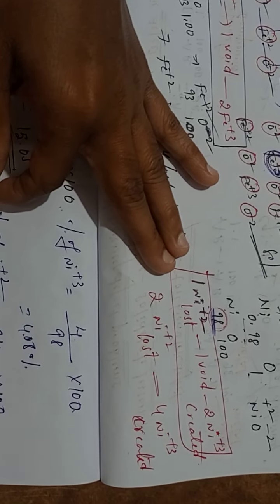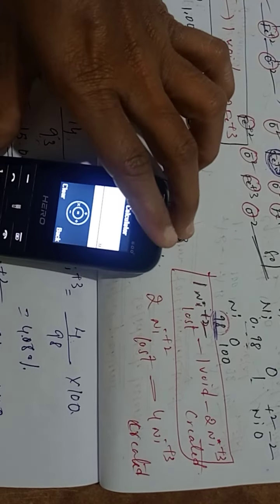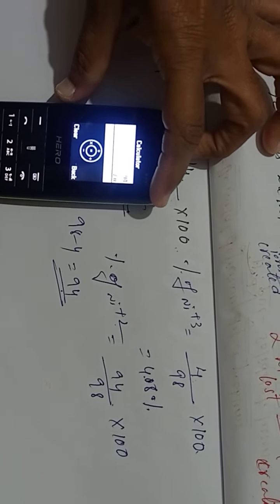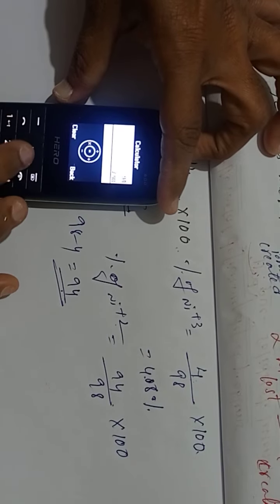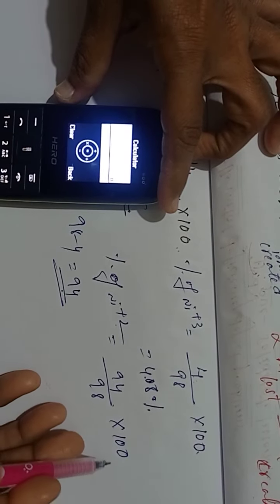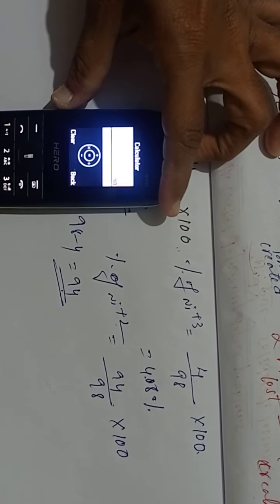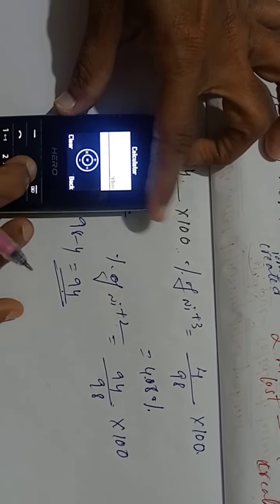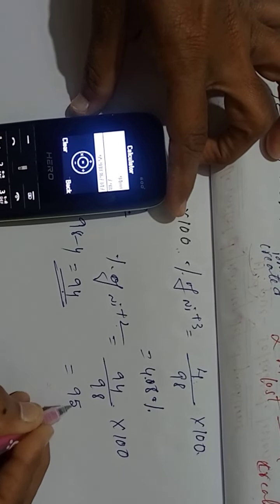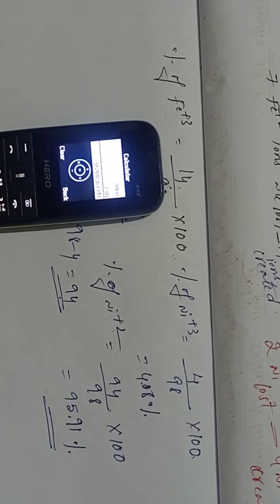98 into 100. Are you following? 94 divided by 98, into 100. 94 divided by, once again, students, 9400 divided by 98. How much, students? 95 point, how much is the answer? 95.91 percentage there. But the question is not asking for percentage, students.